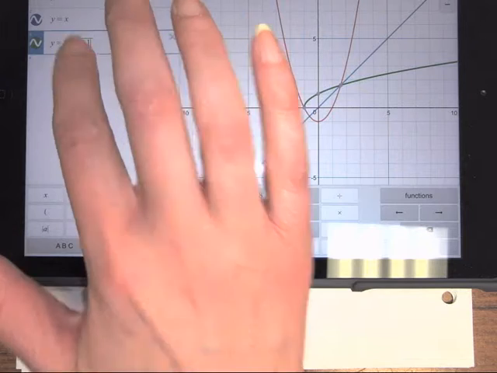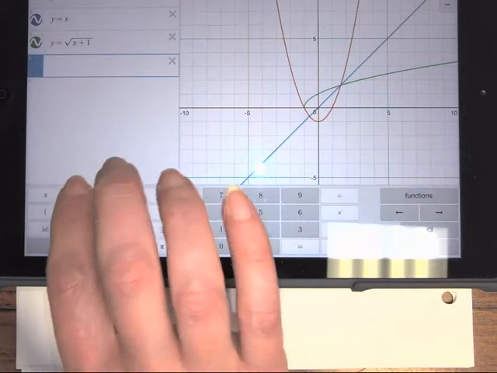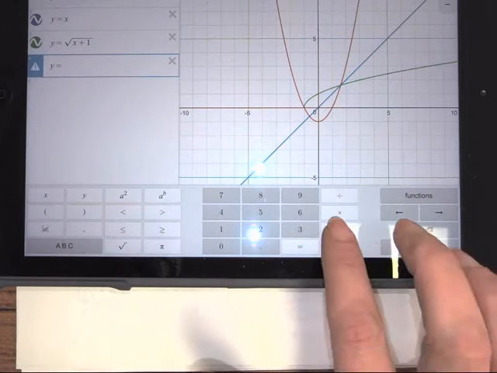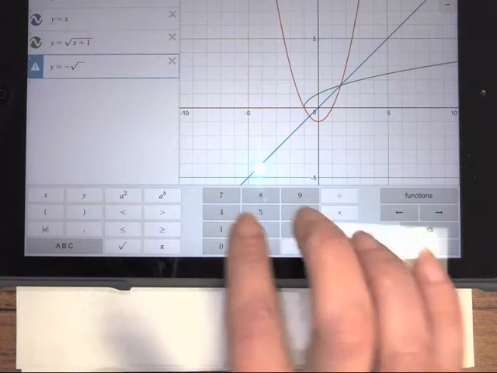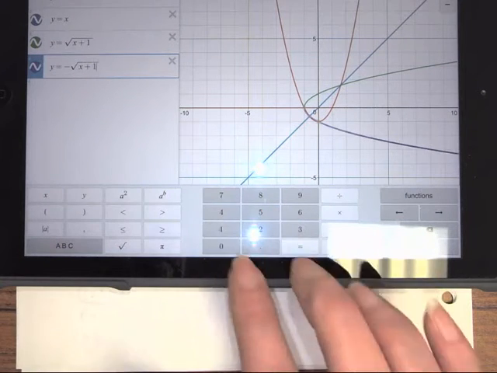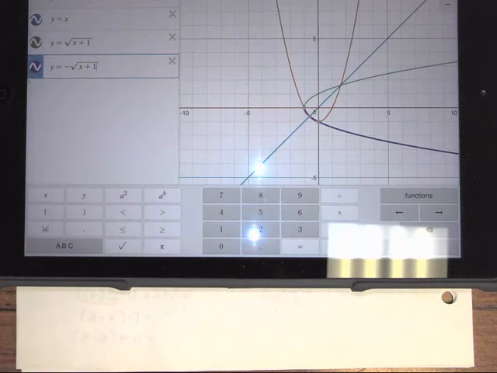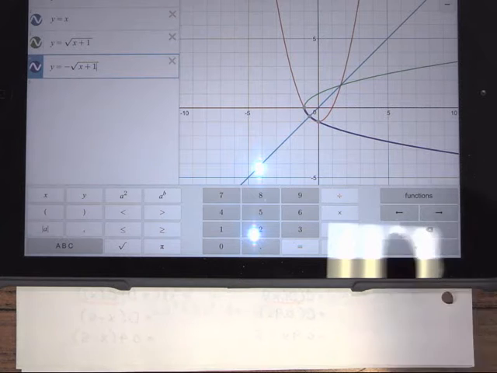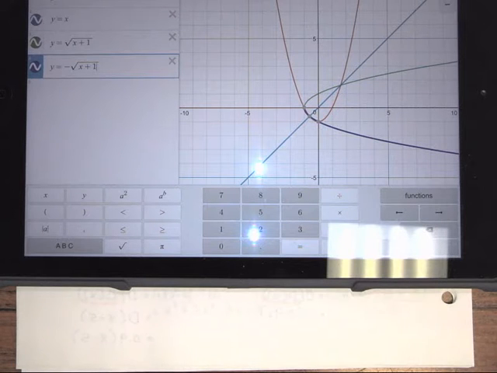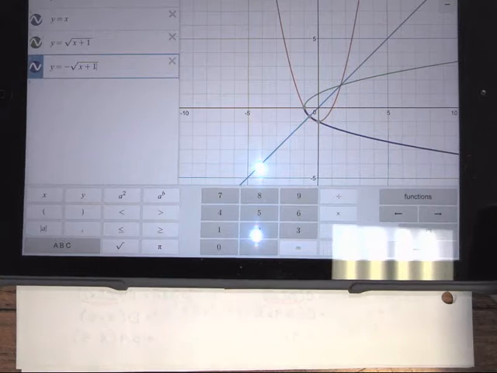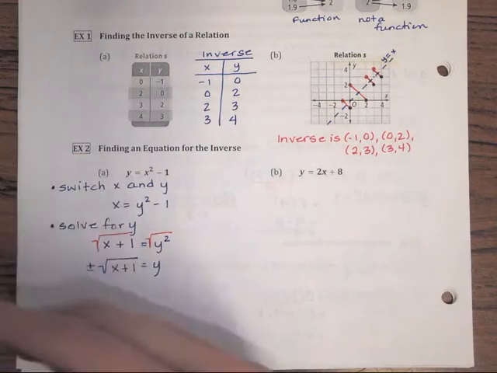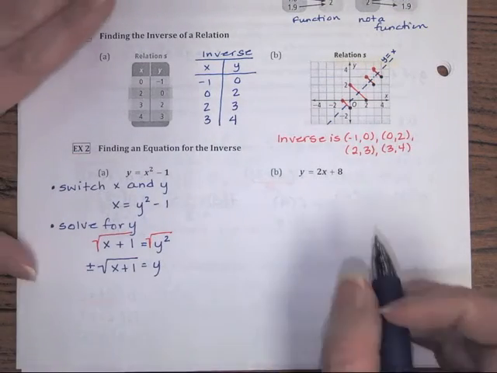Now, if we want the other one to finish it off, we can do that. So y equals negative square root of x plus 1. Now you've got them both. And now see how it is exactly the inverse. It's the exact reflection over the line y equals x. Okay? All right. Let's do another one just for the sake of getting it done here.